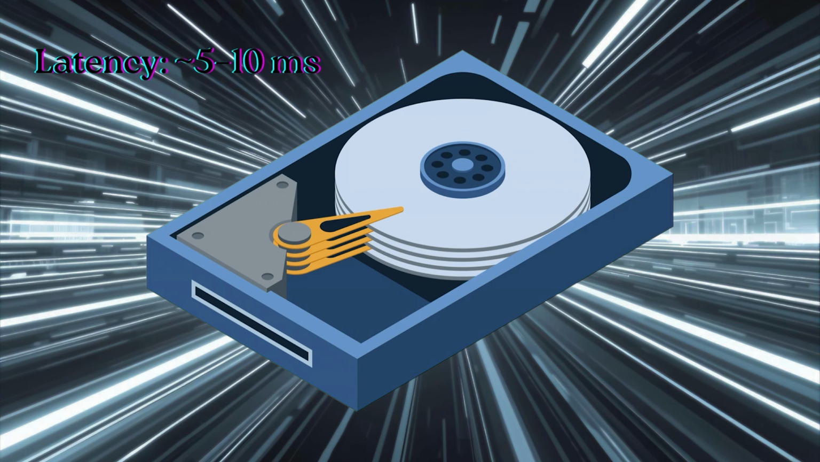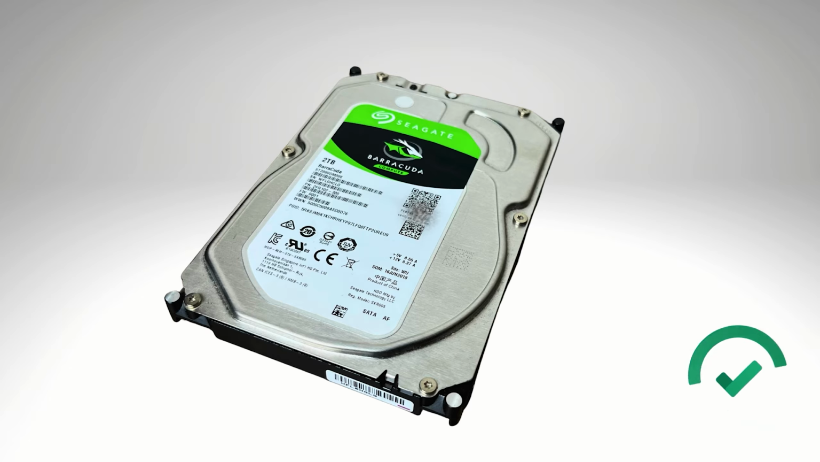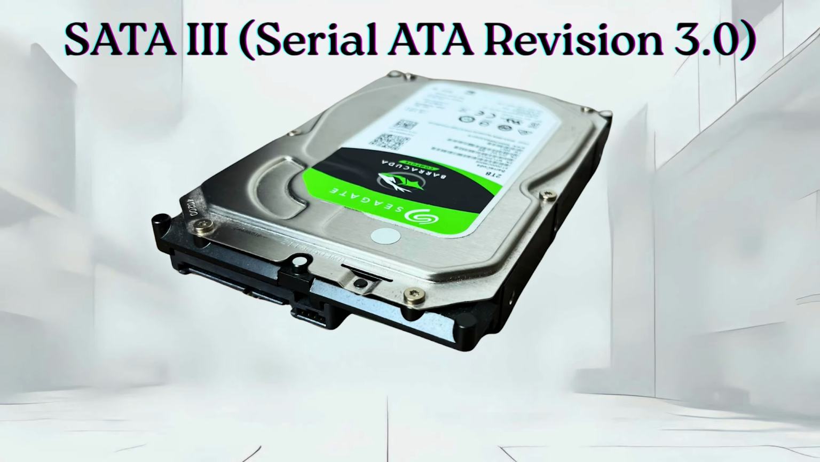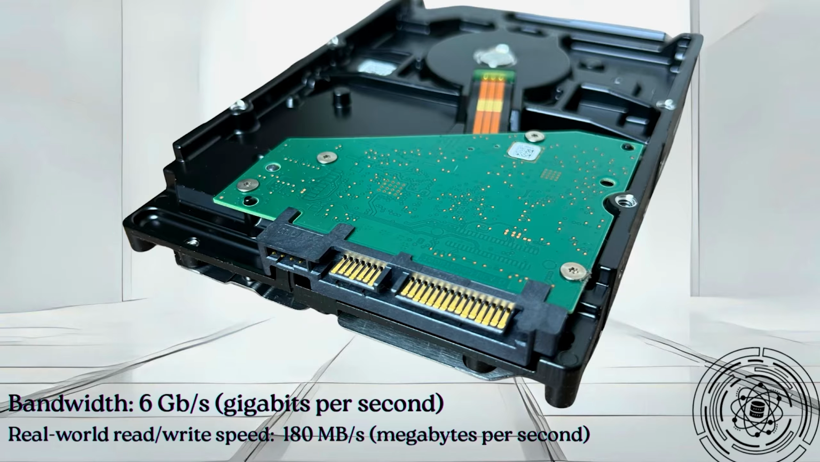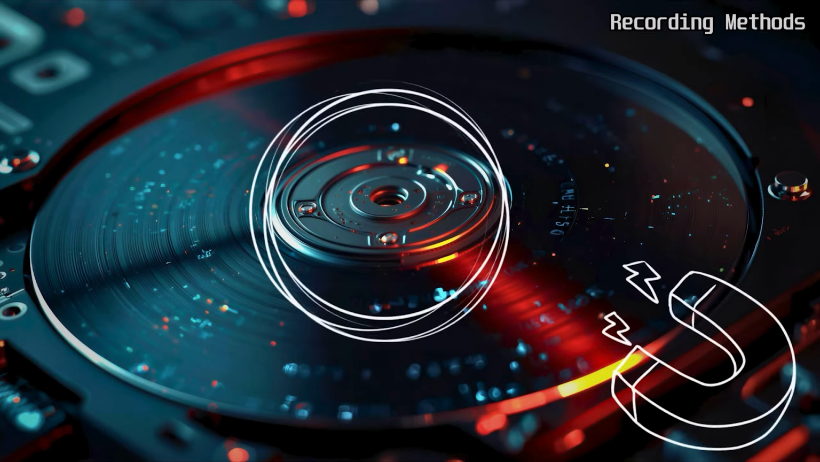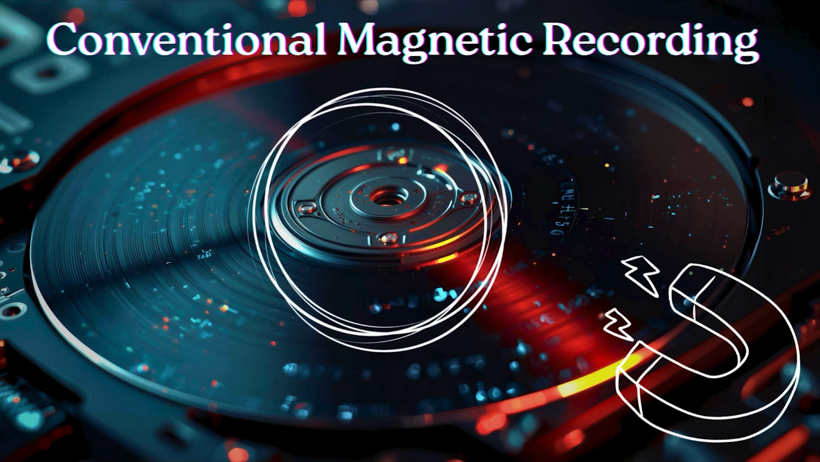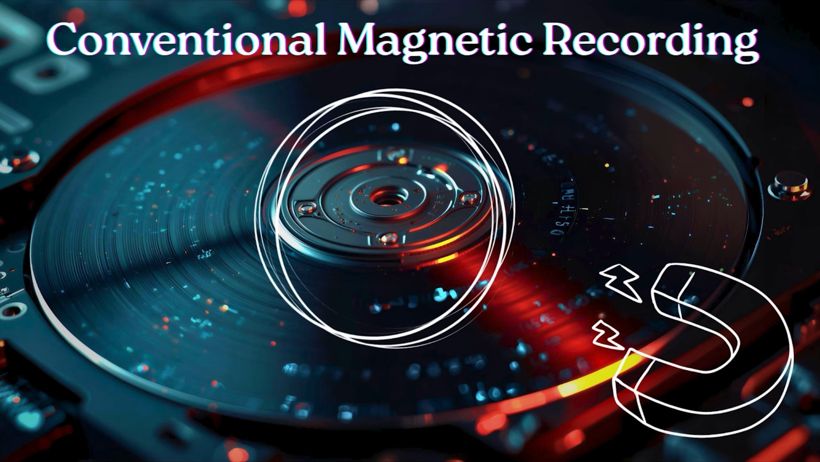Despite this, I have a hard drive that has been running for more than 10 years without a single bad sector. The current interface is SATA 3, introduced in 2009, offering a theoretical bandwidth of 6 gigabits per second and real disk speeds between 80 and 180 megabytes per second. Current recording methods include CMR, which stands for conventional magnetic recording. Each track is stored next to the other without overlap. Reading and writing are fast and predictable, making it suitable for random access.